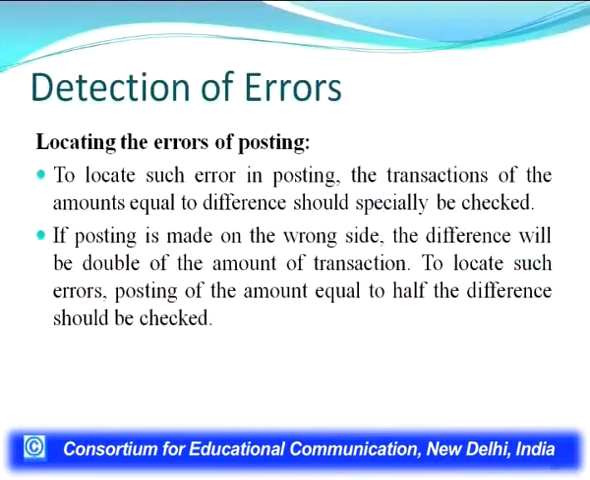Then, locating the errors. Basically, when we want to detect these errors, these are posting errors. The transactions of amounts equal to the difference should be specifically checked. For example, there is a difference of ₹12,000. So, first check all transactions of ₹12,000, because there is a possibility of a ₹12,000 error, and directly you could find it straight away.